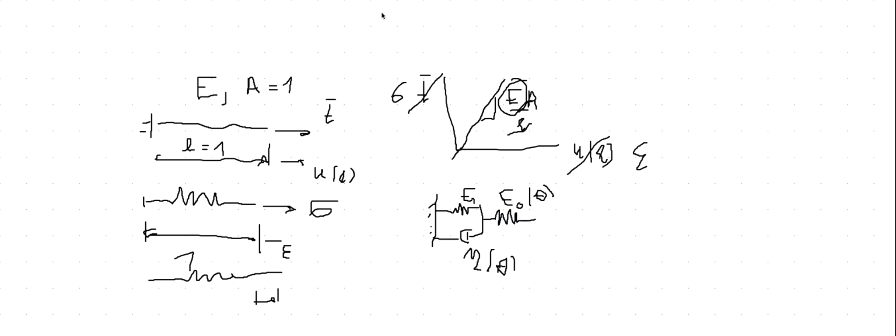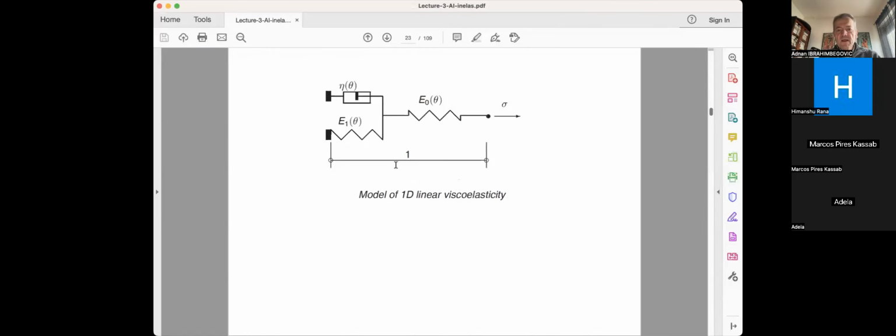So this material is characterized by E0, E1, and eta. And this is a kind of generalized Kelvin-Maxwell material and so on and so forth. Again, the whole thing here has length equal to 1. I have a sigma, which is applied, and I have here directly epsilon. So this is the kind of situation I'm going to face here. So this is E0, only E1 is down, but it doesn't really matter.